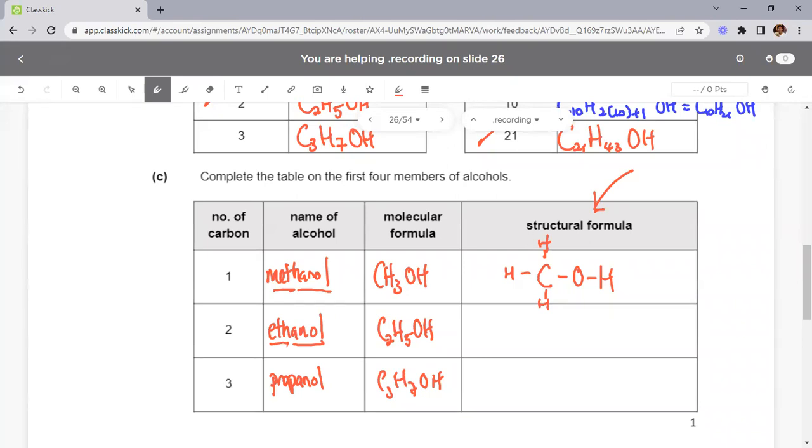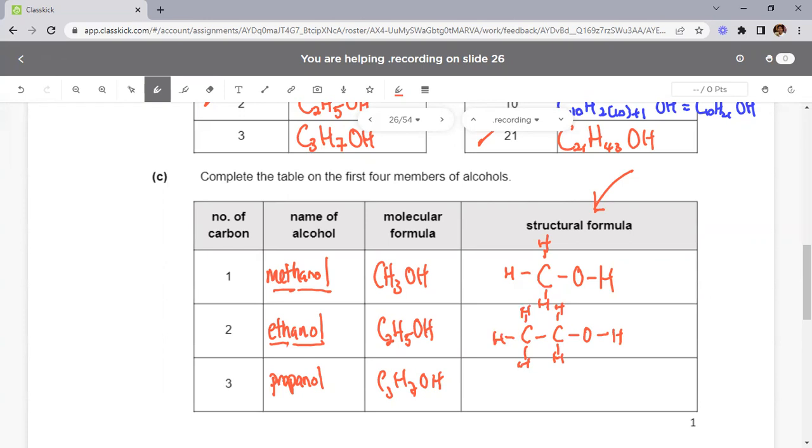Okay, the next one we're going to look at is ethanol. Ethanol is two carbons, so I'm just going to draw two carbons. Next, insert the functional group. Then I have H everywhere. Make sure that all my carbons have four bonds, that's why I'm filling up with H. So this is for methanol and ethanol.